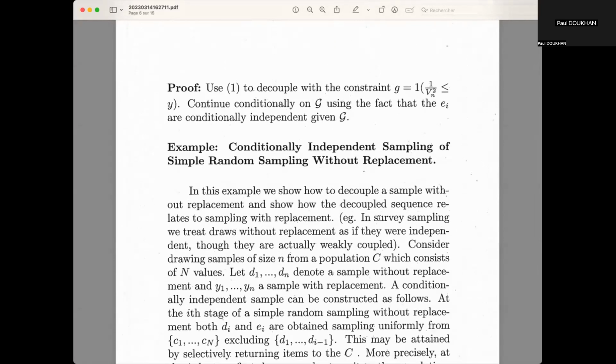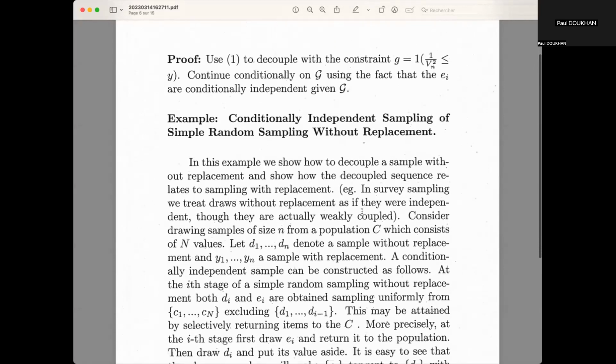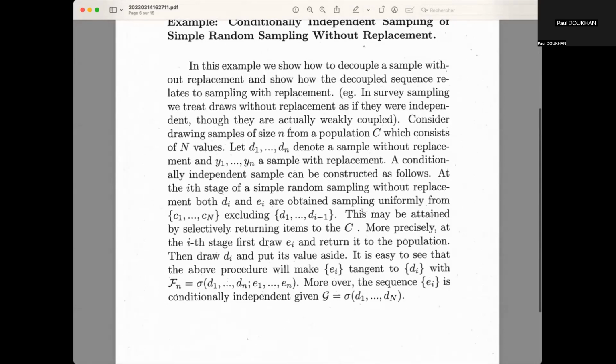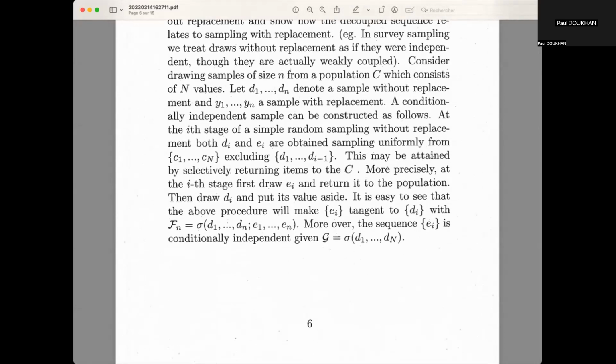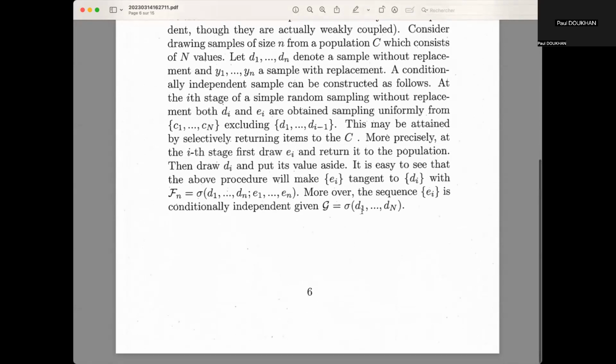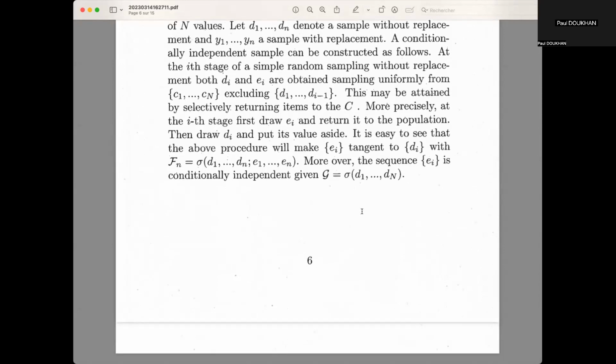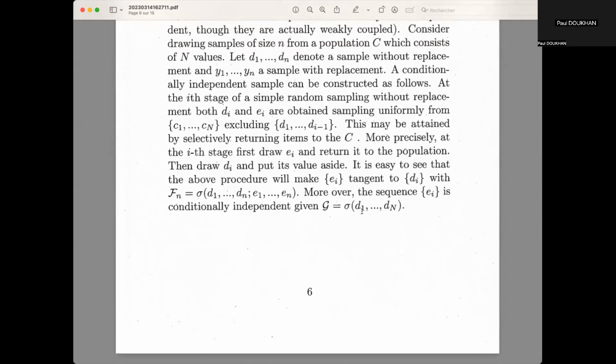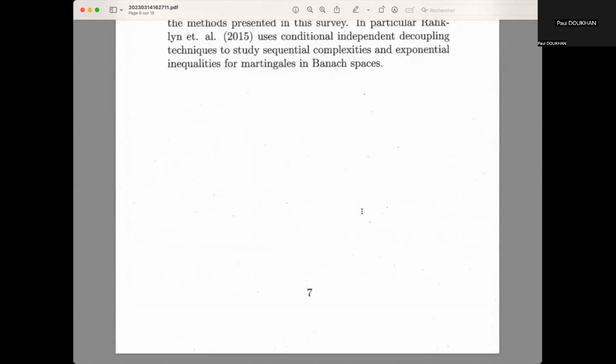Okay, I'm going to skip this one because I promised that we were going to leave early. Basically it's the same as what I was presenting. So let's skip this.